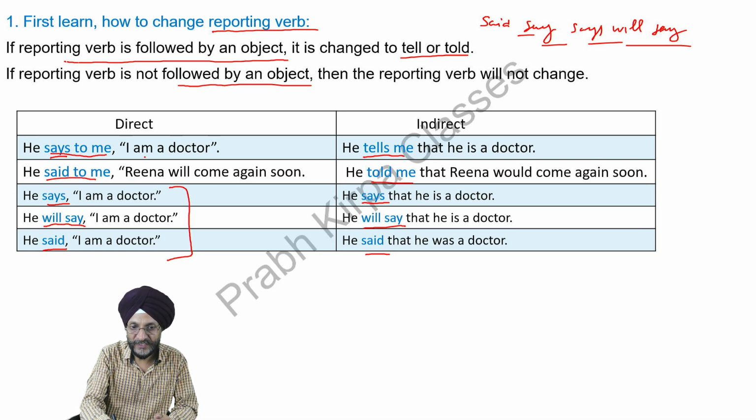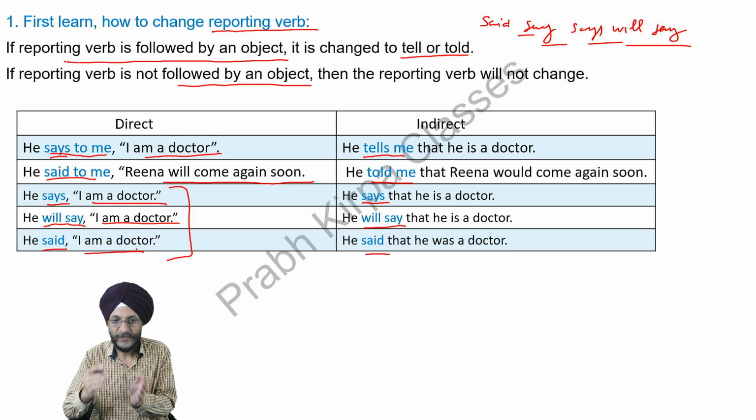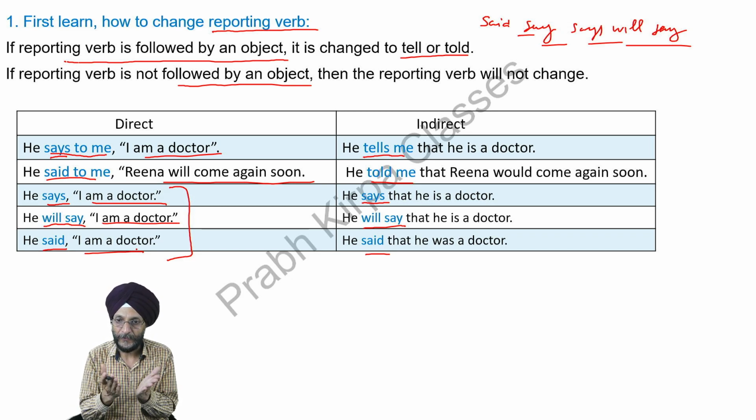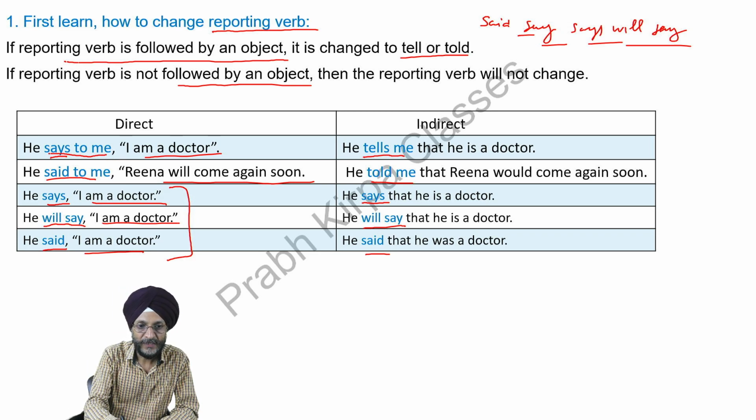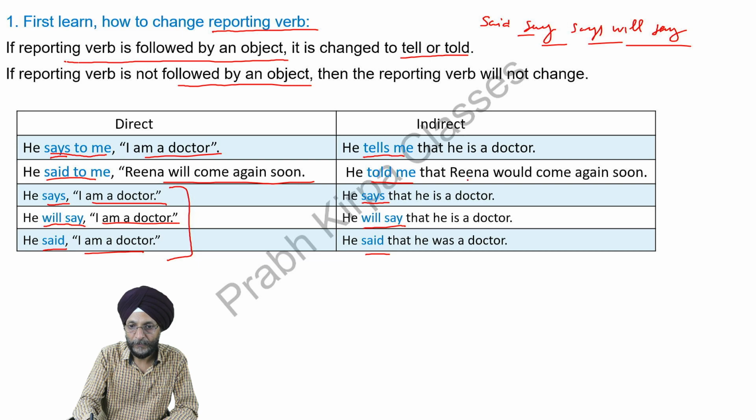Whatever is written beyond that, we will learn later on, each and every aspect of the same. We learn step by step. First, we have learned when the reporting verb is to be changed. However, we read the same. He says to me, "I am a doctor." He tells me that he is a doctor. He said to me becomes he told me. Rina will come again becomes Rina would come again soon.